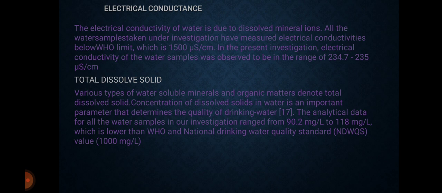Total dissolved solids. Various types of water soluble minerals and organic matter contribute to total dissolved solids. Concentration of dissolved solids in water is an important parameter that determines the quality of drinking water. The analytical data for all the water samples in our investigation ranges from 9.2 mg per liter to 118 mg per liter, which is lower than WHO and National Drinking Water Quality Standards value.